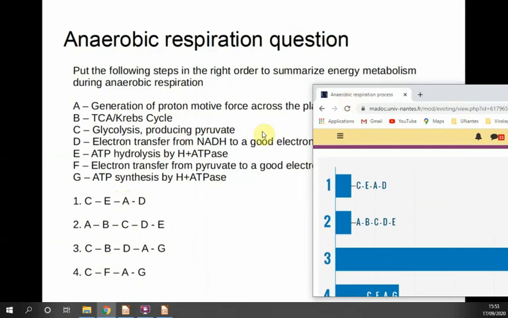So glycolysis to produce pyruvate, ATP hydrolysis, and then generate the proton motive force. That's the wrong way round. A comes before E. You generate the proton motive force and you use it to make ATP in respiration. Aerobic or anaerobic respiration, doesn't matter. Proton motive force first, then ATP.